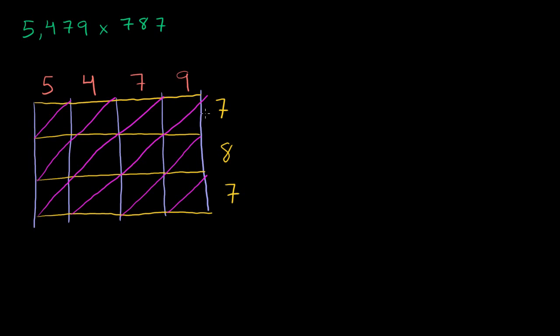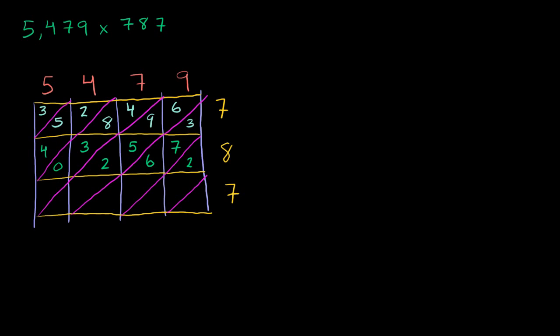So 9 times 7. I won't do it on the side here. We know our times tables. 9 times 7 is 63. 7 times 7 is 49. 4 times 7 is 28. 5 times 7 is 35. Let me switch colors arbitrarily. 9 times 8 is 72. 7 times 8 is 56. 4 times 8 is 32. 5 times 8 is 40.